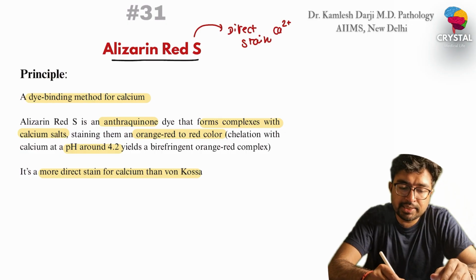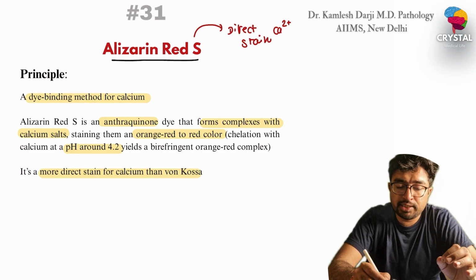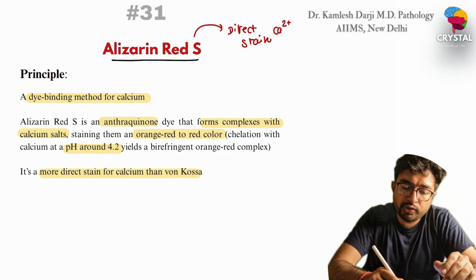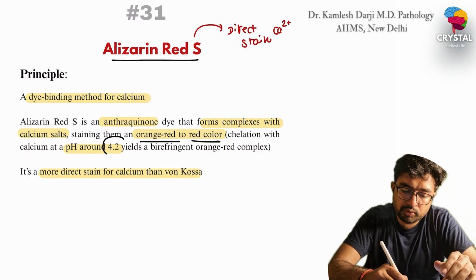So next stain is the alizarin red S, which is a direct stain. It will bind to the calcium complex because this is an anthraquinone dye, and it produces orange red to red color at pH 4.2.